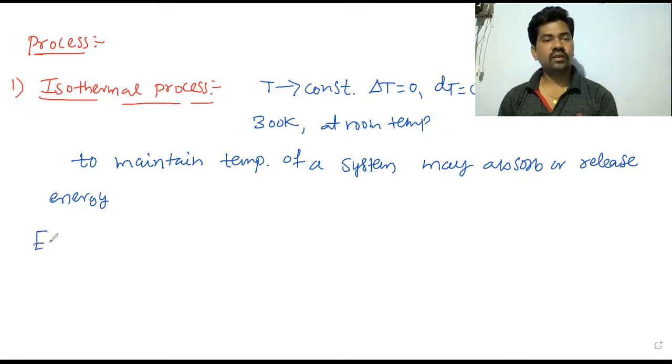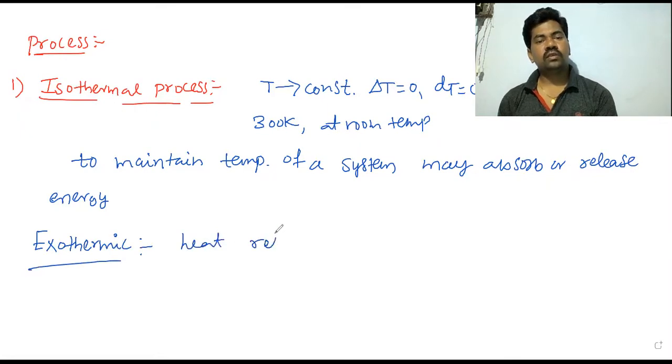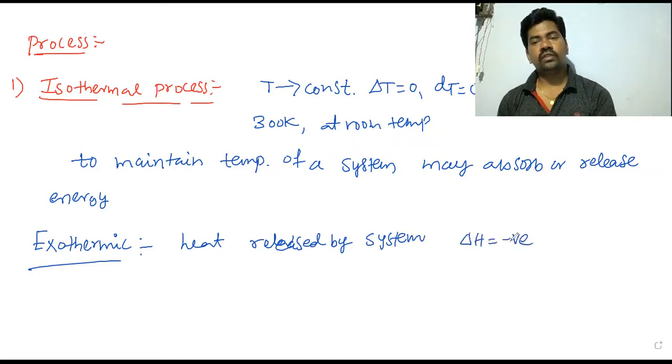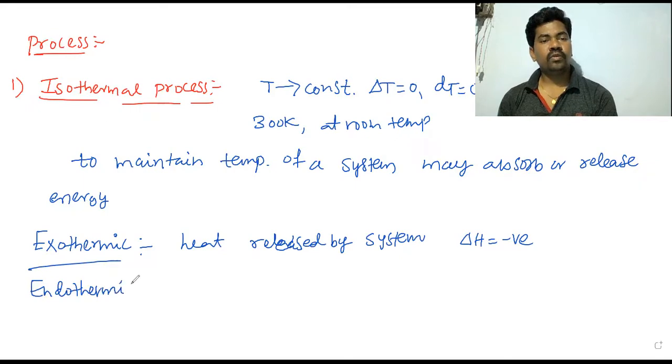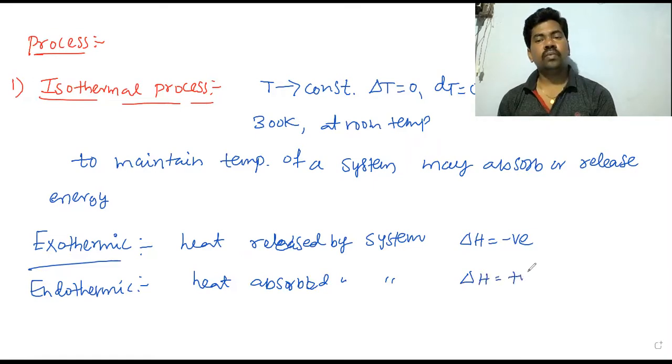If the system releases energy, then such a process is called an exothermic process. What is happening in exothermic? Heat is released by the system, so delta H is negative. In an endothermic process, heat is absorbed by the system, so in such a case delta H is positive.